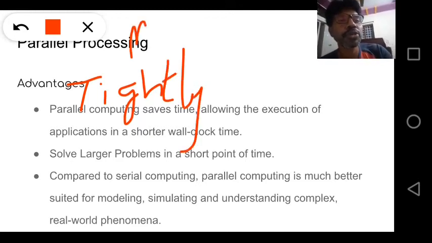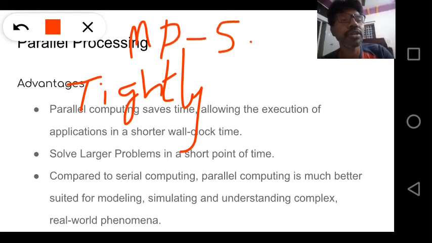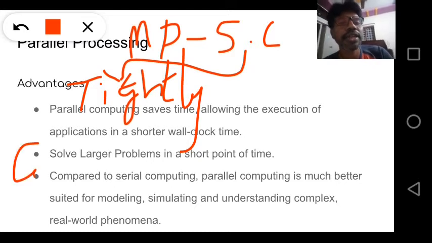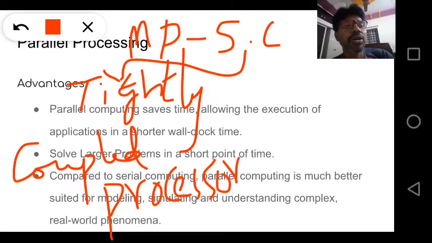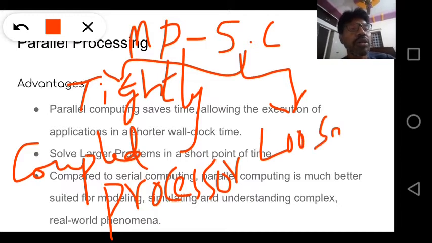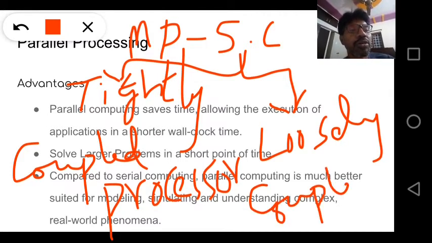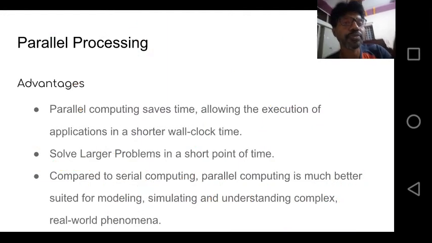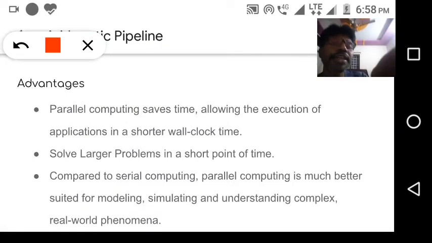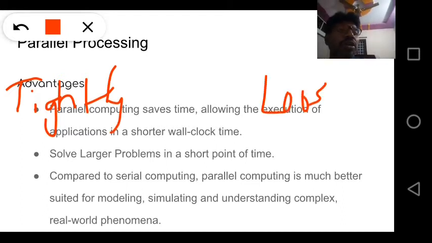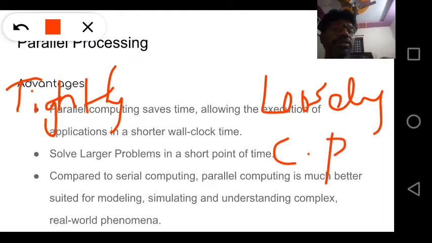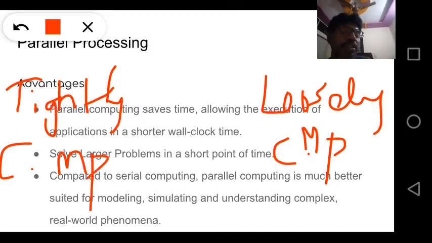Then this multiprocessor in a single computer can be divided into tightly coupled or loosely coupled processors. So it can be a tightly coupled multiprocessor or a loosely coupled multiprocessor. So in case of tightly coupled multiprocessor, what happens?